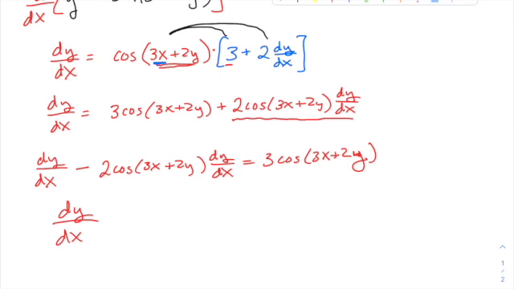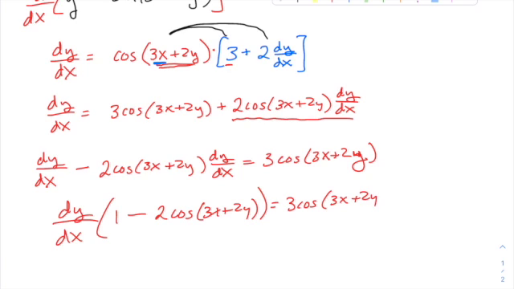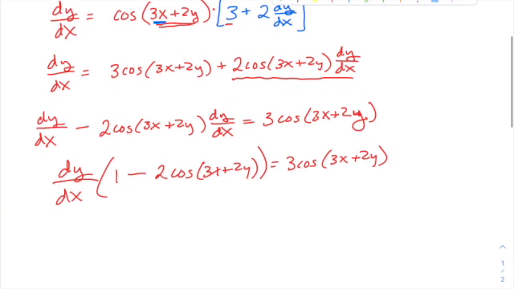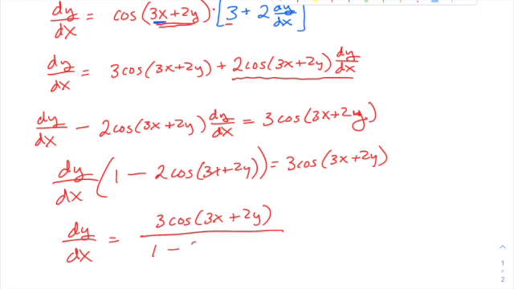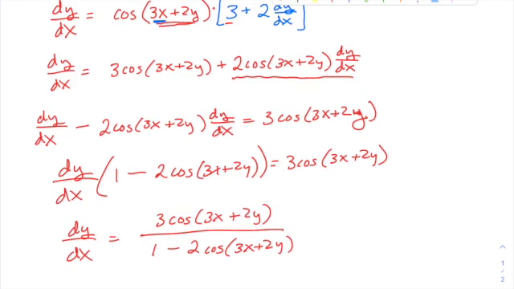Now we're going to factor out dy dx, and just be careful with your algebra. That's 1 minus 2 cosine of 3x plus 2y is equal to 3 cosine of 3x plus 2y, and now I'm going to divide by that quantity. So now I have dy dx is equal to 3 cosine of 3x plus 2y divided by 1 minus 2 cosine of 3x plus 2y. Okay, there's our derivative. Good little practice there, getting dy dx, but why in the heck did I want it in the first place?